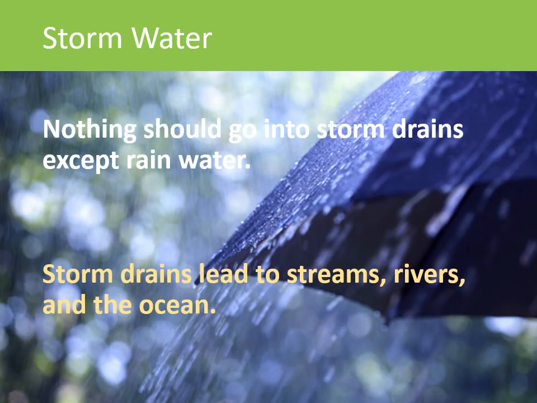The only thing, excuse me, I clicked through that a little quick, but the only thing that should be going into the storm drain is rainwater. However, all the other things do end up in the drain, but the only thing that should be in there is rainwater. Nothing should go into storm drains except for that rainwater. Storm drains lead to streams, rivers, and ultimately the ocean. So it can not only hurt the drinking water that we've talked about before, but it can hurt the environment and ecosystems that it passes through.